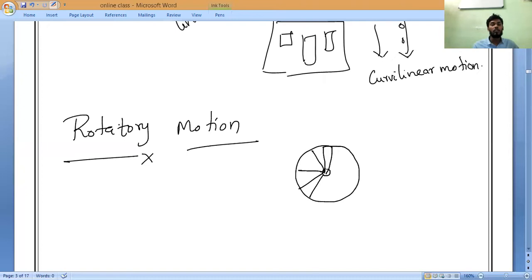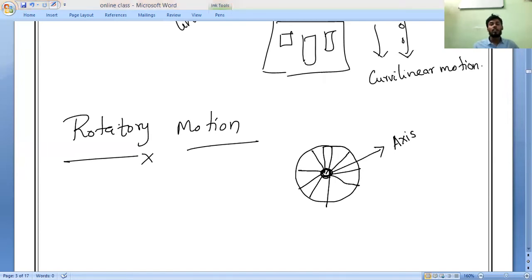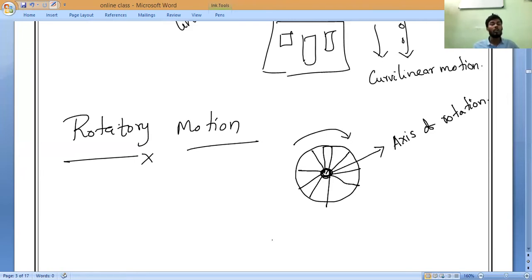So what do we call that? Can anybody tell me? In normal language also, you can notice the middle part. In the Gandhi Chakra also, if you notice, that is what we call the axis, or axle, we can say. Yes or no? Please respond. So that midpoint is called the axis of rotation. What is it called? Axis of rotation.